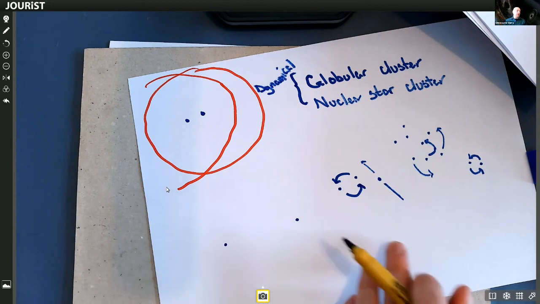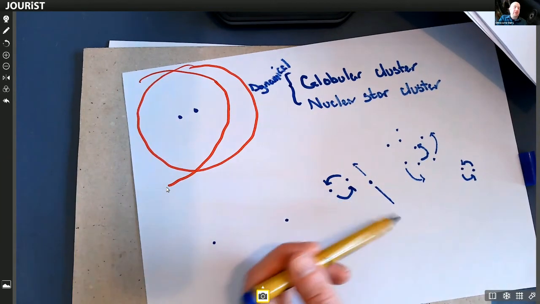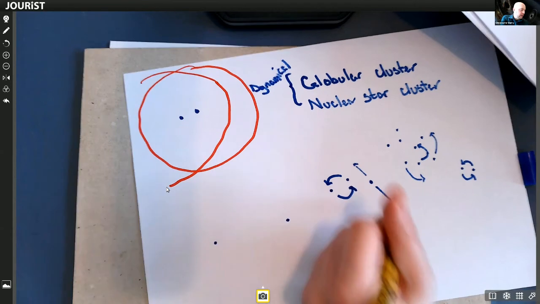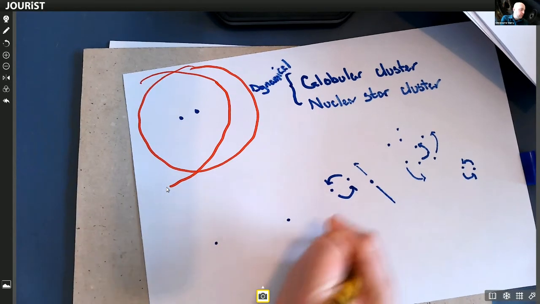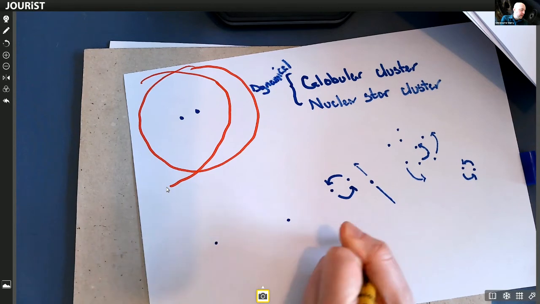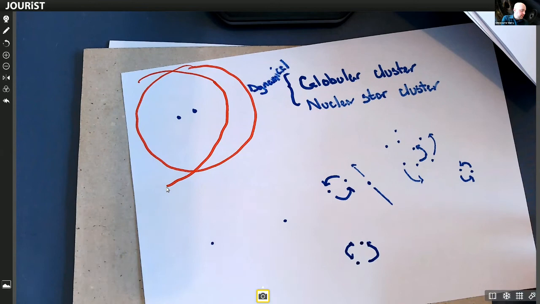Okay, now a question here. I said these interactions tend to harden the binary. That's not always the case. Sometimes you will indeed have a three-body interaction going in. So you start off with your two black holes orbiting in a binary. You're going to put in another object. Let's make this red. This is going to come in.